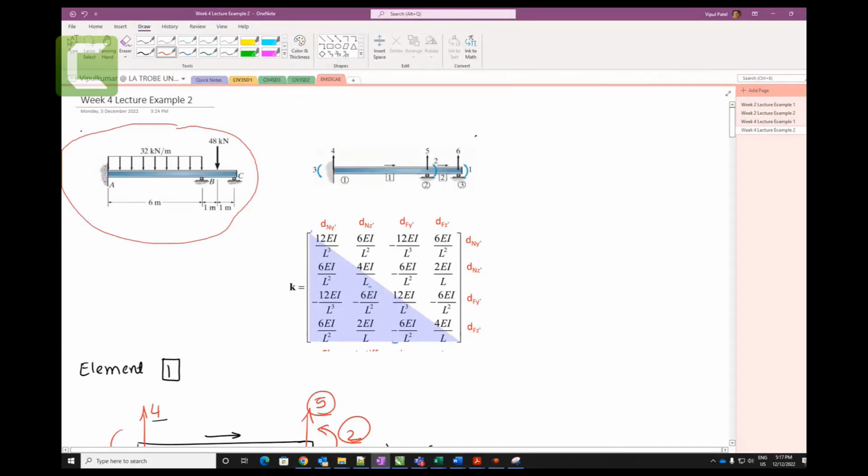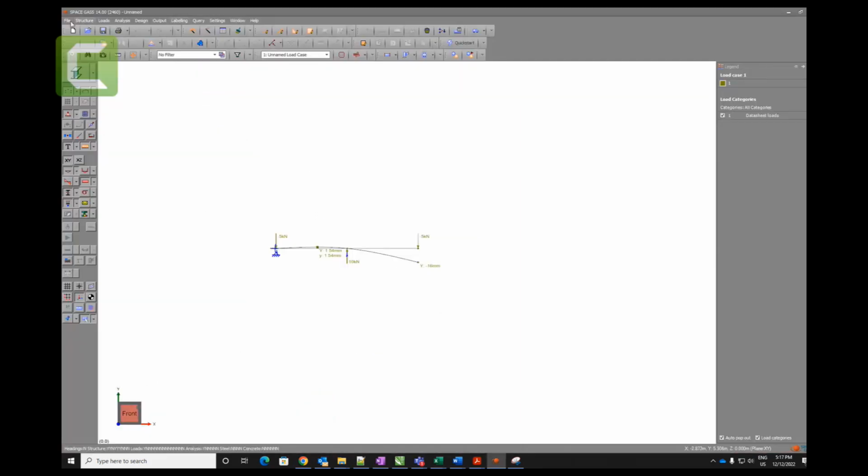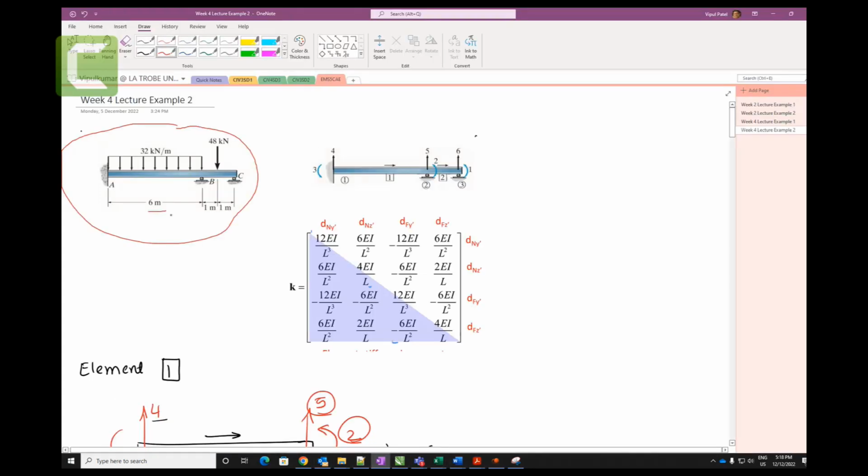So 6 meters, 1 meter, 1 meter. So File, New, No. So draw members, 0 on your keyboard, and 6 meters, 1 meter, and 1 meter, and escape key, right? That's what we have, right? 6 meters, 1 meter, and 1 meter. Now for the first 6 meters, you have 32 kilonewtons per meter.